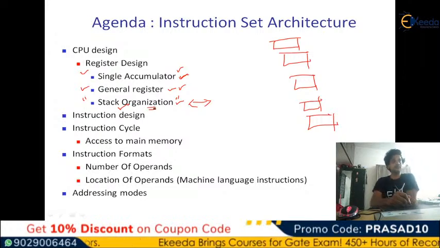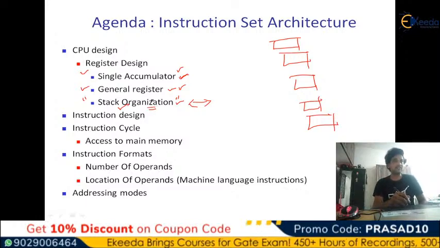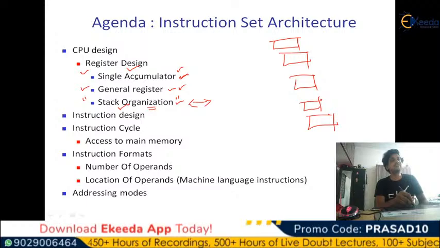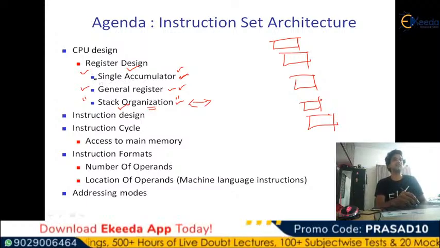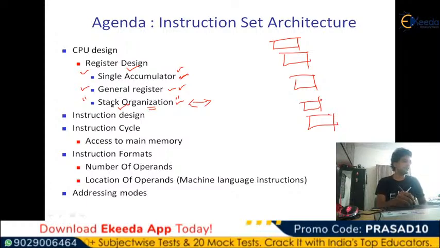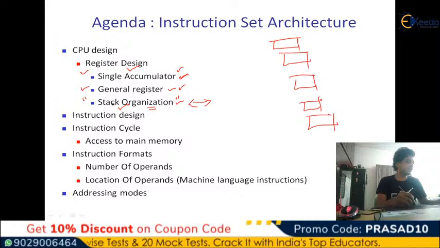So while we design a register set, first of all, we will take single accumulator organization into account. We will design our register set with a single accumulator organization. Once we understand single accumulator organization, then general register organization and stack organization will be a cakewalk.